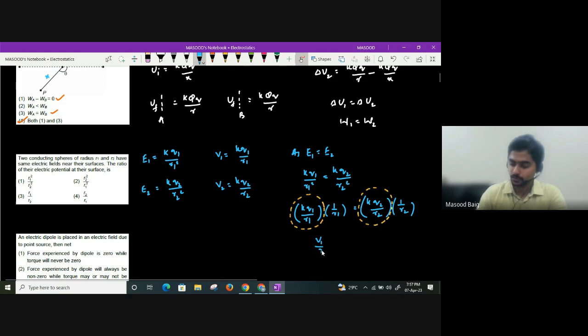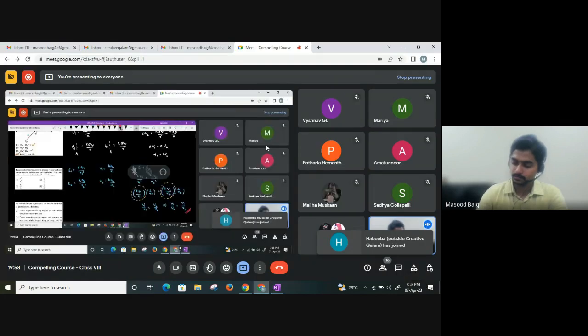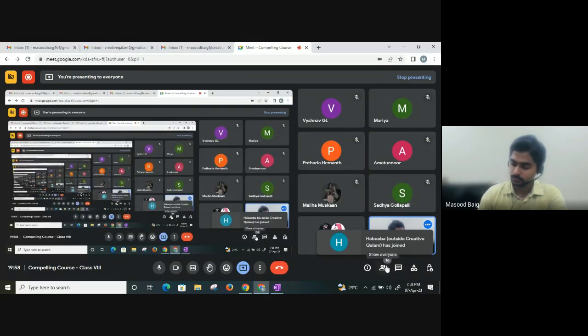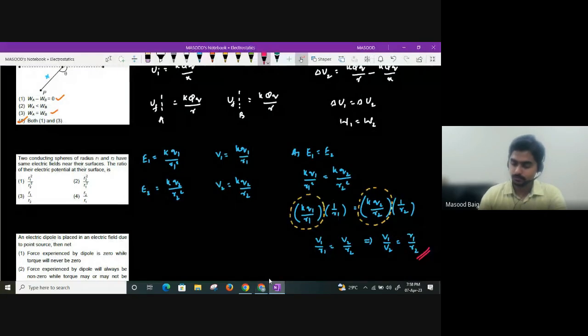So we can write v1 by r1 will be equal to v2 divided by r2, which implies I'll get the ratio of their potentials in the ratio of radii. Clear, everyone? Yes or no, all of you?